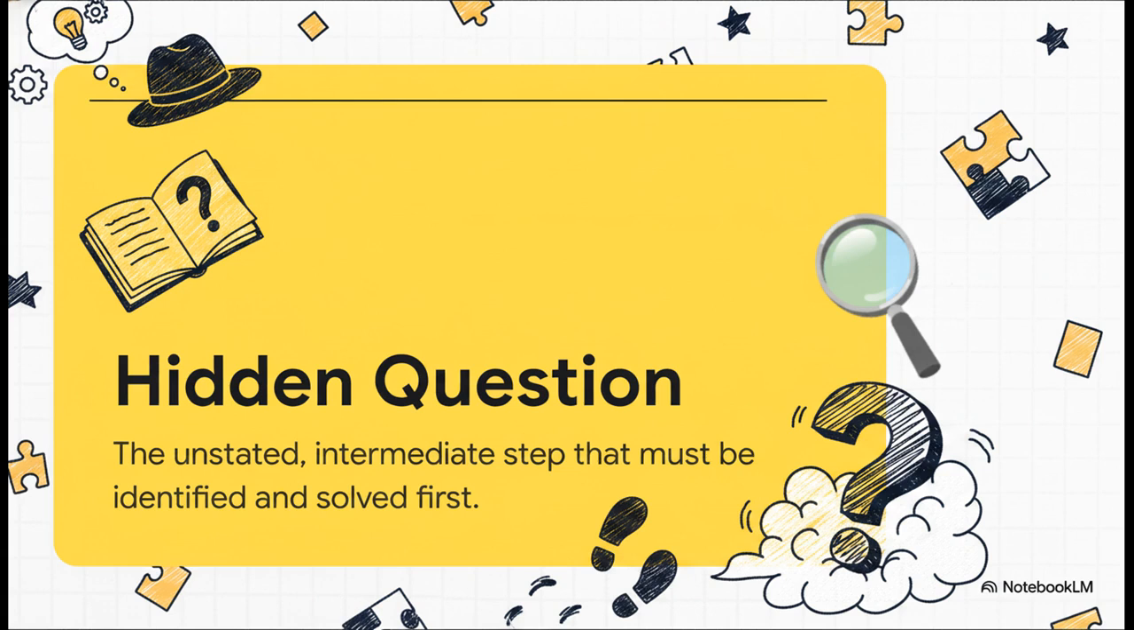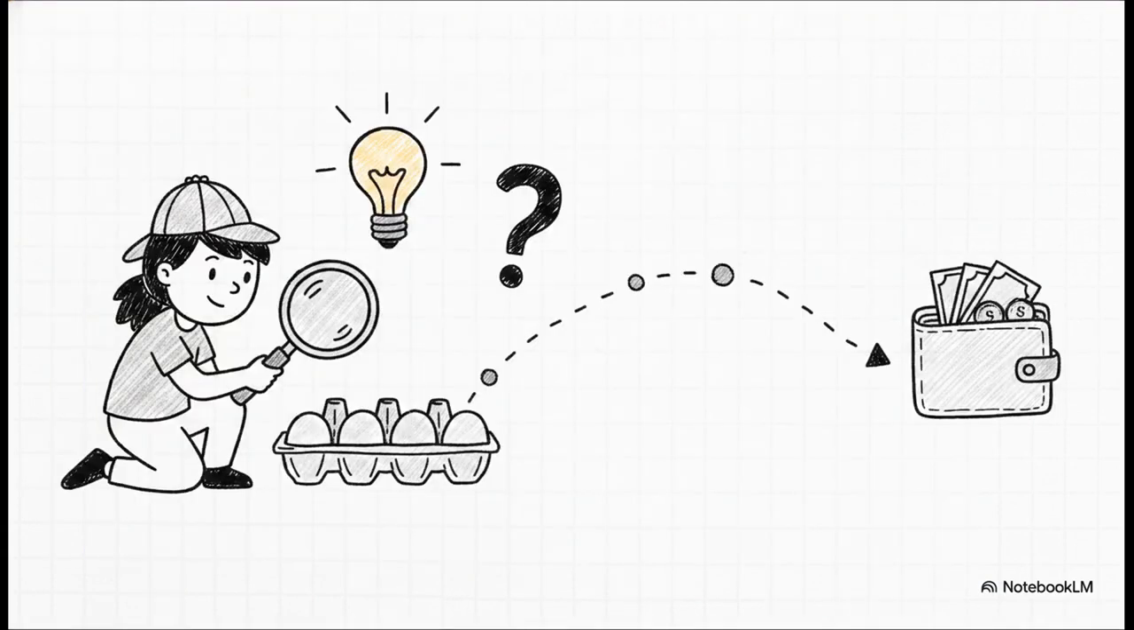This is the unstated intermediate step in a problem. And here's the catch. It has to be identified, and it has to be solved before you can ever hope to arrive at the final answer. Let's look at how we actually train students to find these questions. First, you ask them a single step. Toby bought 3 dozen eggs for 89 cents a dozen. What's the total cost? Easy enough, right?